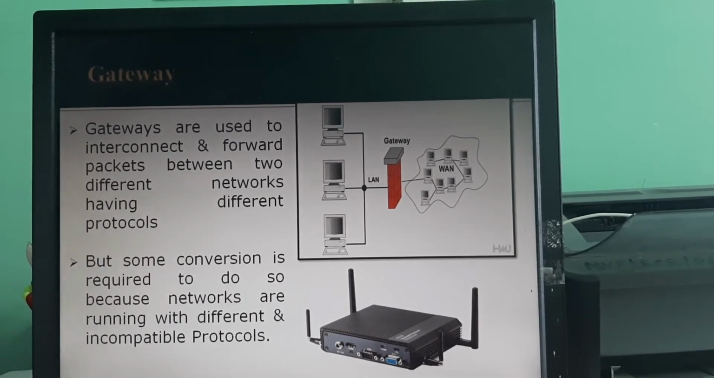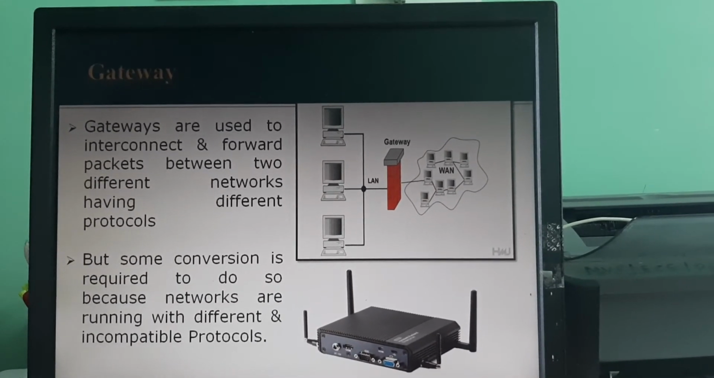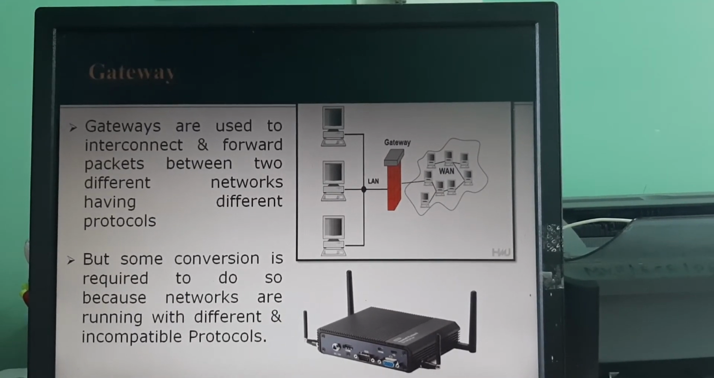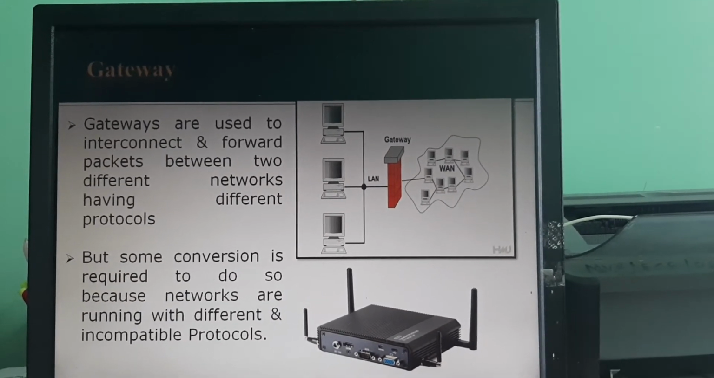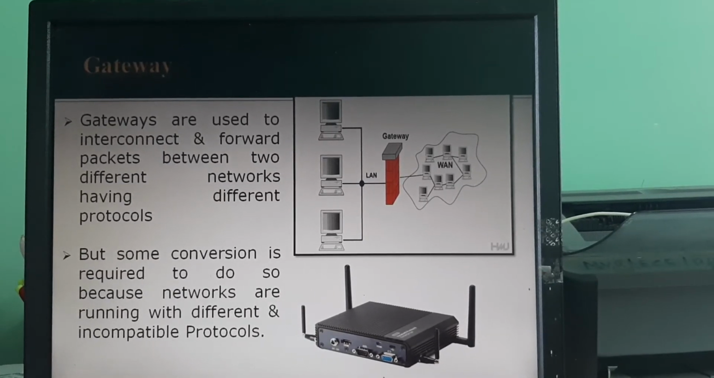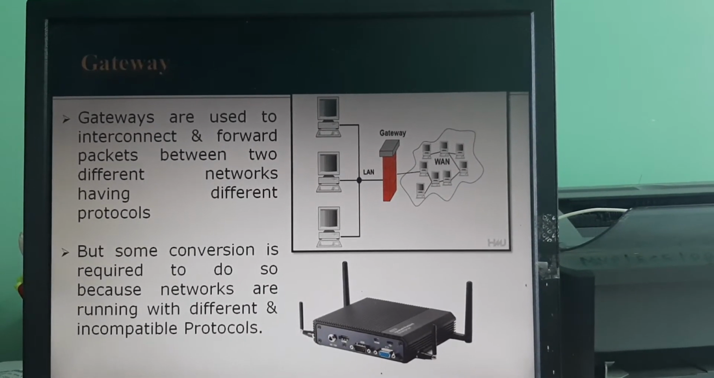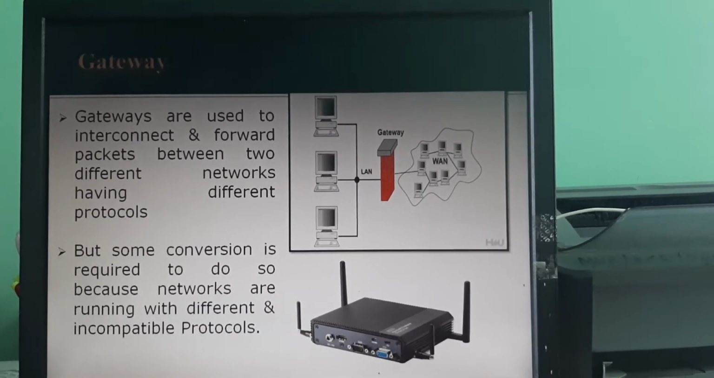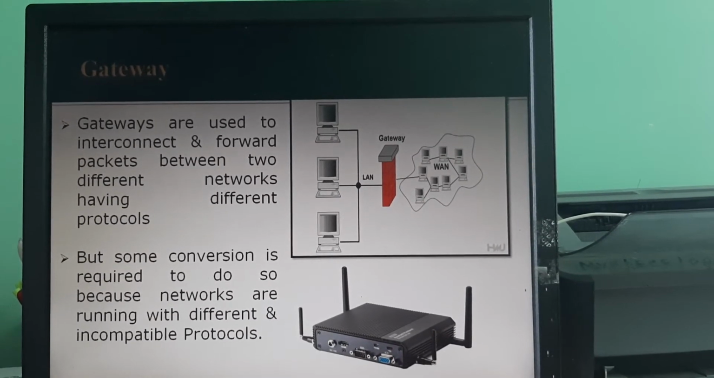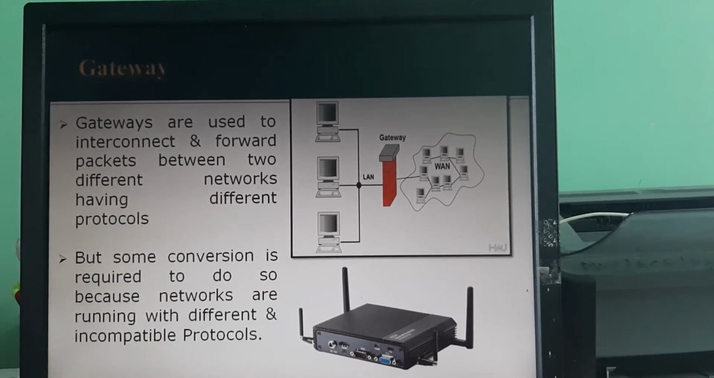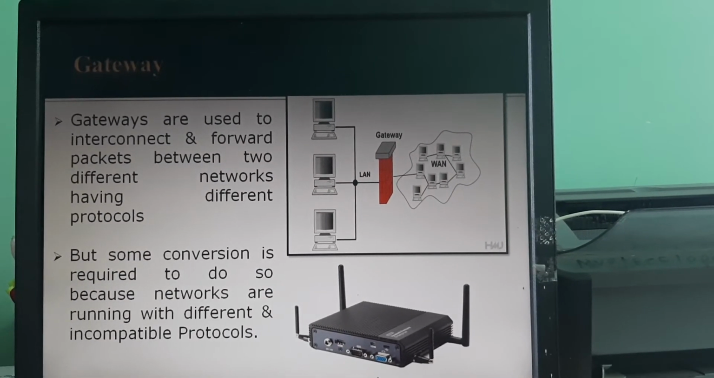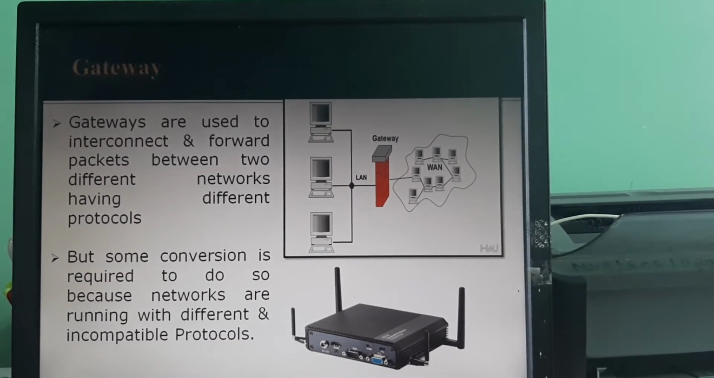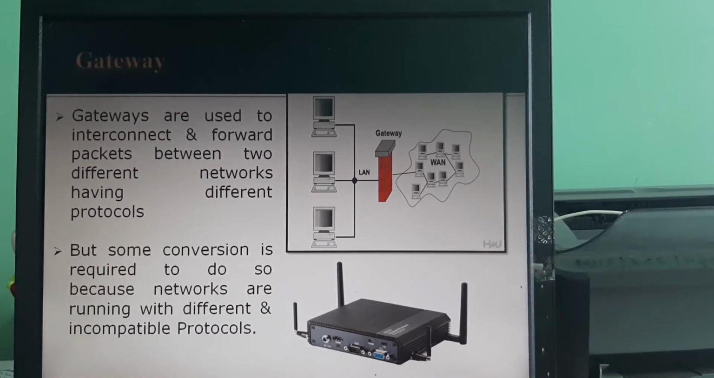And the sixth one is the gateway. These gateways are used to interconnect and forward packets between two different networks having different protocols. Means here you see two different networks, a LAN or MAN, a WAN or MAN, like a PAN or LAN, so like that. And these two different networks are also using different sets of protocols. What do you mean by a protocol?